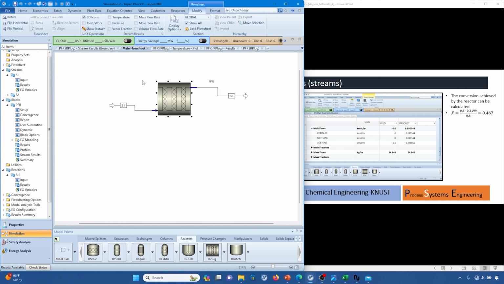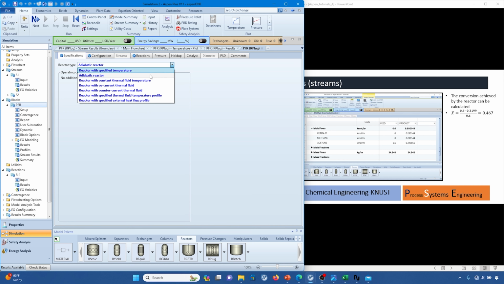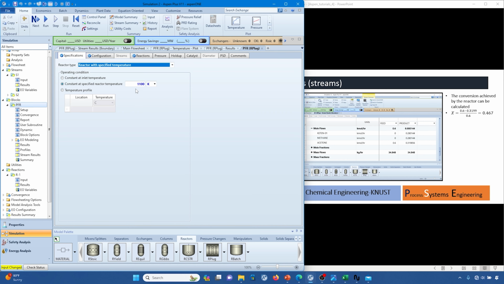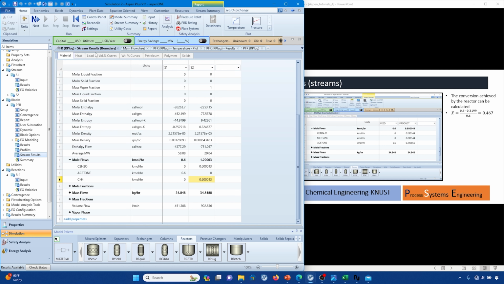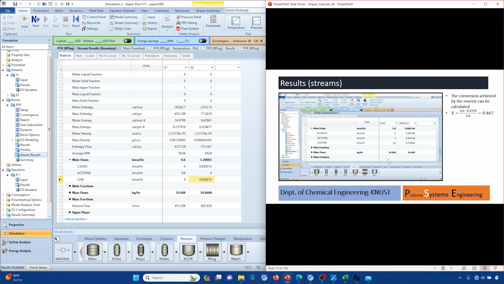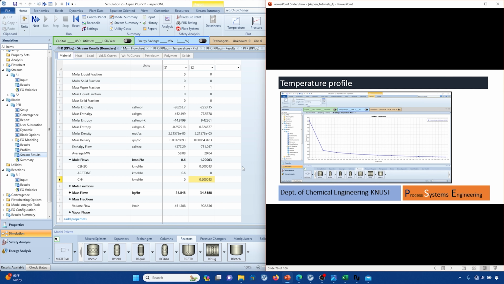We could also run this reactor isothermally. Coming in here and specifying a constant fluid temperature of 1100 Kelvin, the inlet temperature, we could run that. And you see the amount of heat required, what we have to supply to keep the reactor's temperature at the feed point. And we can check to see that we are converting almost everything. It's a 100% conversion.